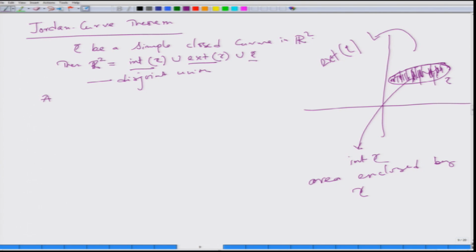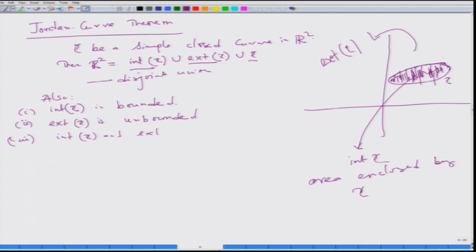And it says also something more, that is interior of gamma is a bounded region. All of us understand what is bounded. Exterior of gamma is unbounded, and third, both regions, interior gamma and exterior gamma, are connected.